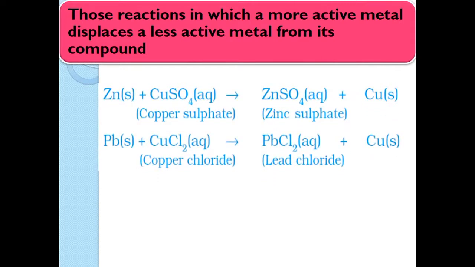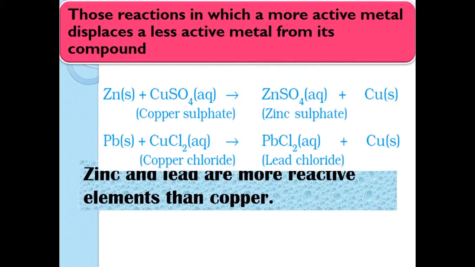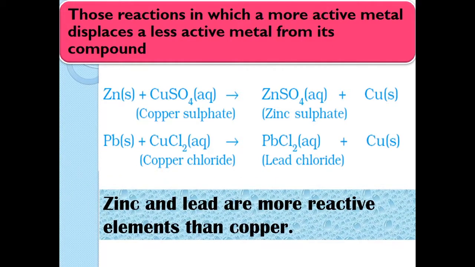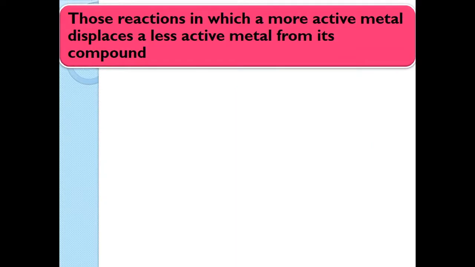Other examples are the reaction of zinc with copper sulfate to form zinc sulfate and copper, and the reaction of lead with copper chloride to form lead chloride and copper. These two reactions prove that zinc and lead are more reactive elements than copper. Few more examples from the same category.